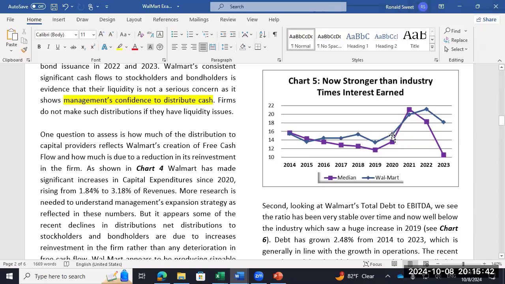All right. So Walmart's in line with that. You can see COVID had an impact, but Walmart has always been above 10 and now they're well above 10. It's just not an issue.